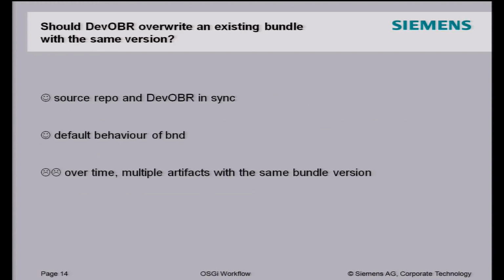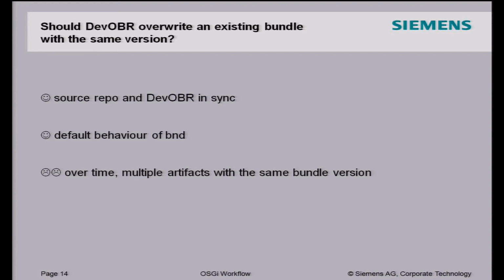There's one more question that we discussed a bit, and this was: when the continuous integration releases something to the DevOBR, should we overwrite an existing bundle? You already have the A 1.0.0 in there, and you're working on something, and the CI comes and tells the DevOBR, well, I have a new 1.0.0, just put it in. So whenever you put something in the source repository with the same version, if the CI builds it and everything is fine, and puts it in the DevOBR, should you accept this or not?